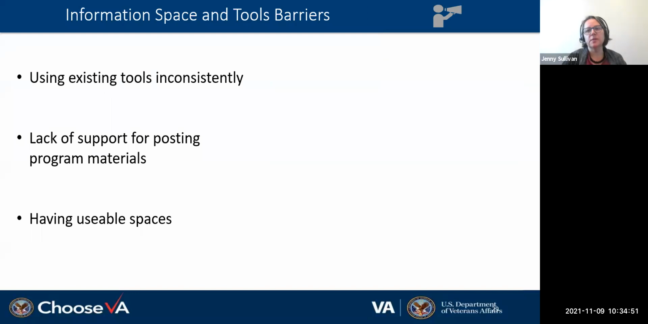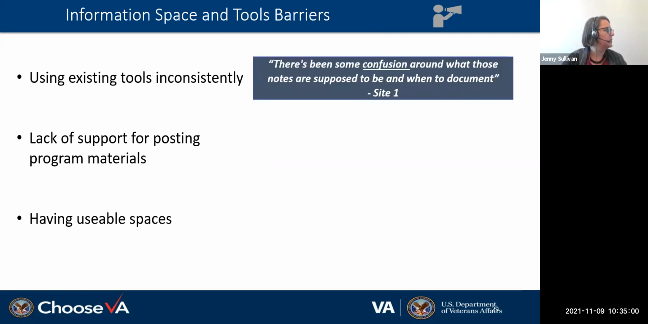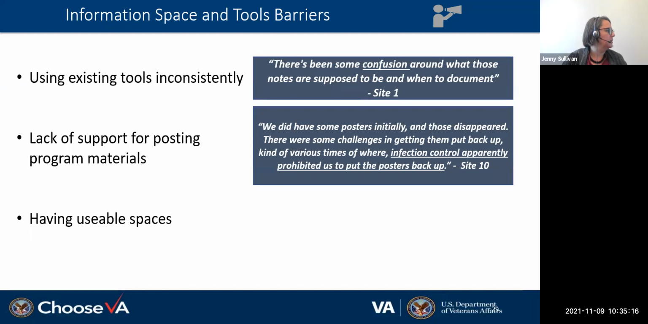So in information space and tools, there are 3 barriers. So 8 sites explain that tools at their disposal weren't being used by staff for various reasons. And there's been some confusion around what those notes are supposed to be and when to document. And then 3 sites spoke of facility requirements for uncluttered spaces, hallways, or walls, which really prevented STAR VA posters from being hung on the unit. And this was, as you can see here, that infection control prohibited staff from putting those posters back up.